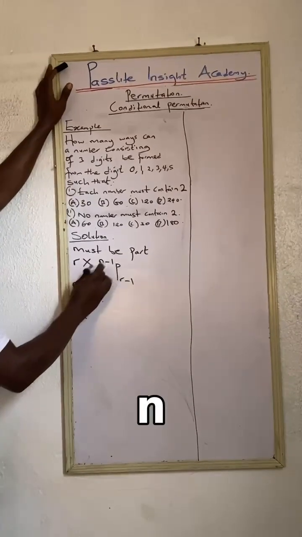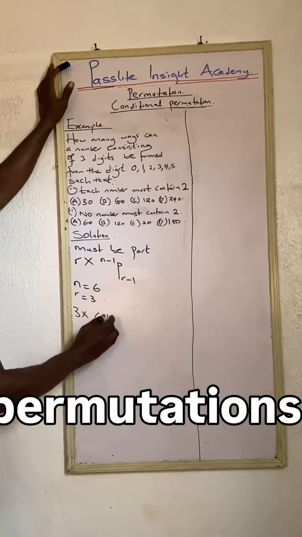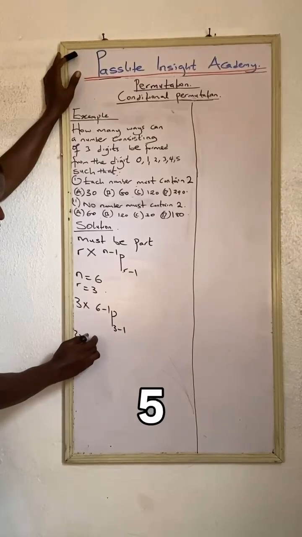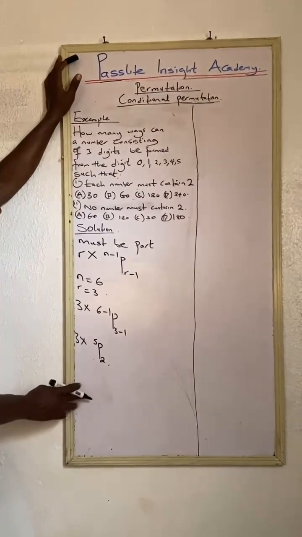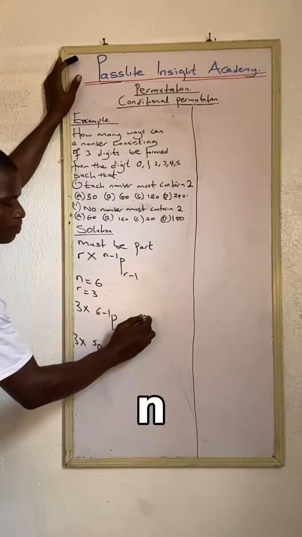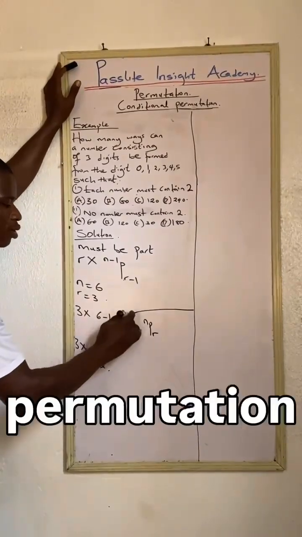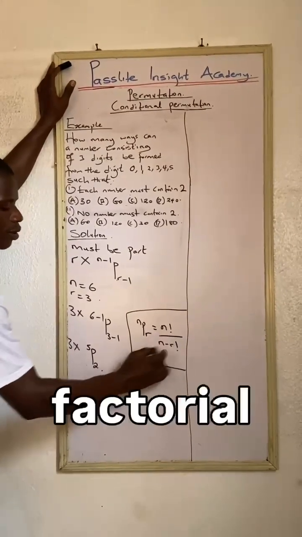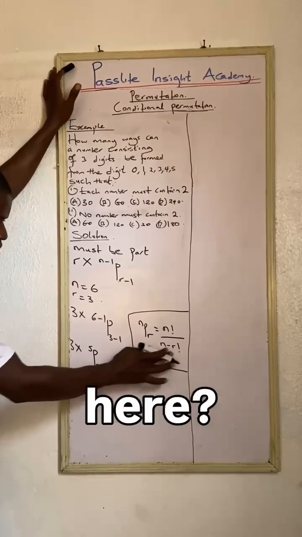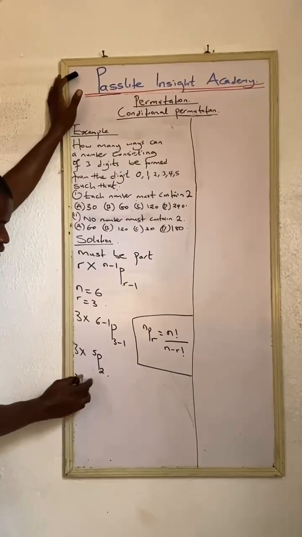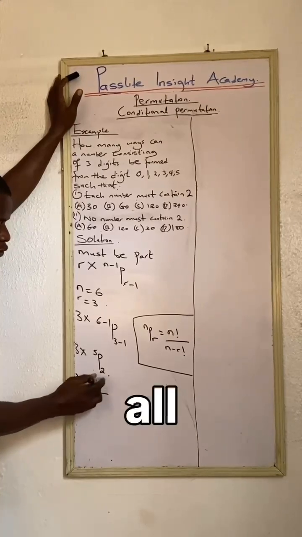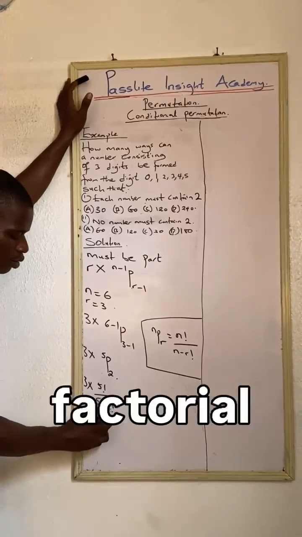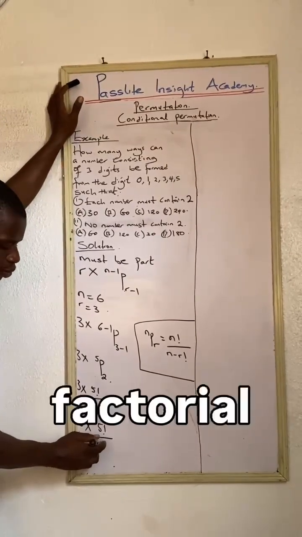Then you can go straight. 3 times (n minus 1), 6 minus 1, permutation (R minus 1), 3 minus 1. So 3 times 5 permutation 2, since 6 minus 1 is 5 and 3 minus 1 is 2. So what is the formula for permutations? The formula that we use for n permutation r is n factorial over (n minus r) factorial. So we have 3 times 5 factorial all over (5 minus 2) factorial, which is 3 factorial.